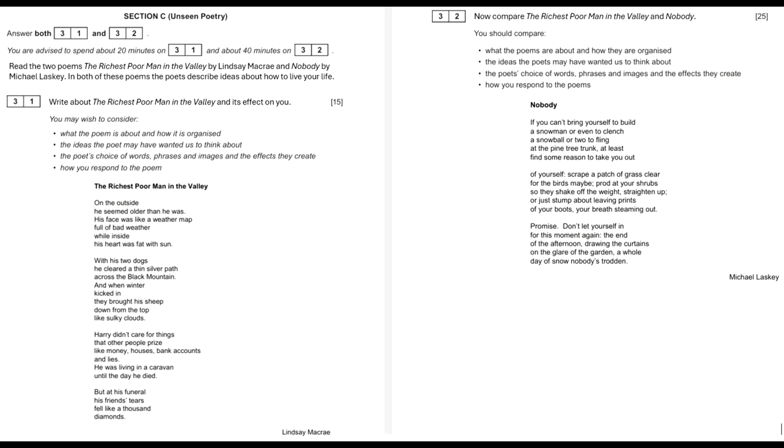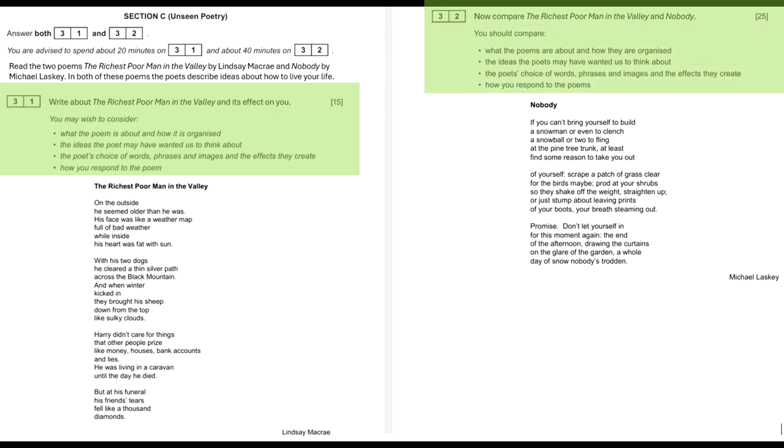In Section C of Paper 2, there are two questions. The first is worth 15 marks and asks you to analyse the first unseen poem. The second is worth 25 marks and asks you to compare the first poem with a second one. To answer both the questions, you have 60 minutes in total. Spend about 20 minutes on the first question and 40 minutes on the second. A reminder of these timings will be printed at the start of the section.